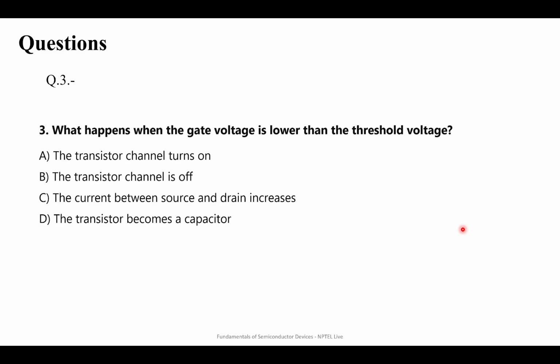And what happens when the gate voltage is lower than the threshold voltage? The transistor channel turns on, the transistor channel is off, the current between source and drain increases, the transistor becomes a capacitor. Again, sir, B. The transistor channel is off. That is true.